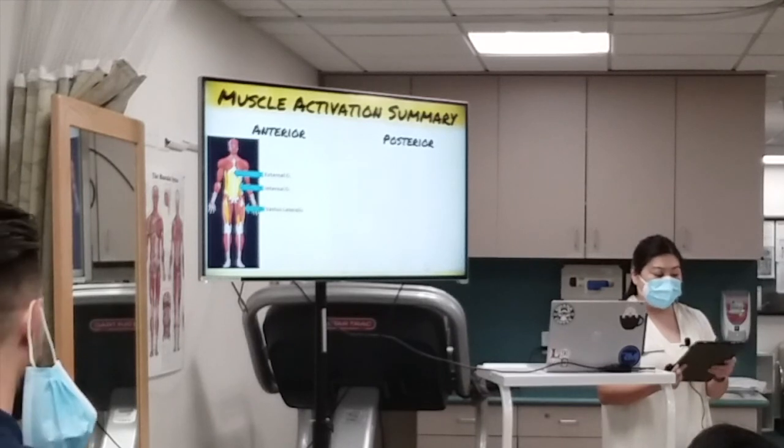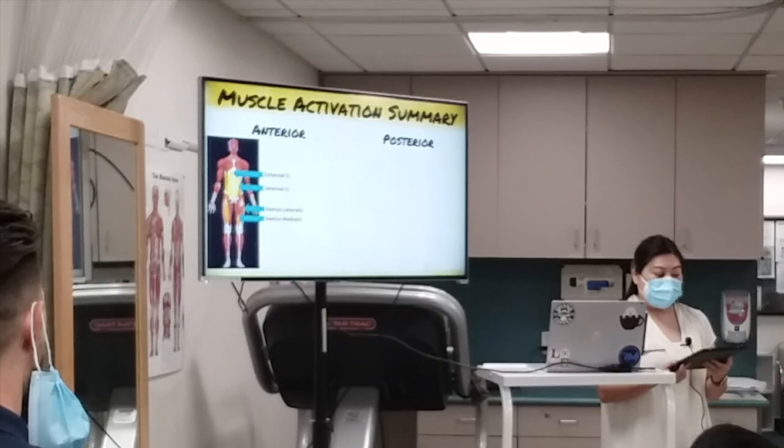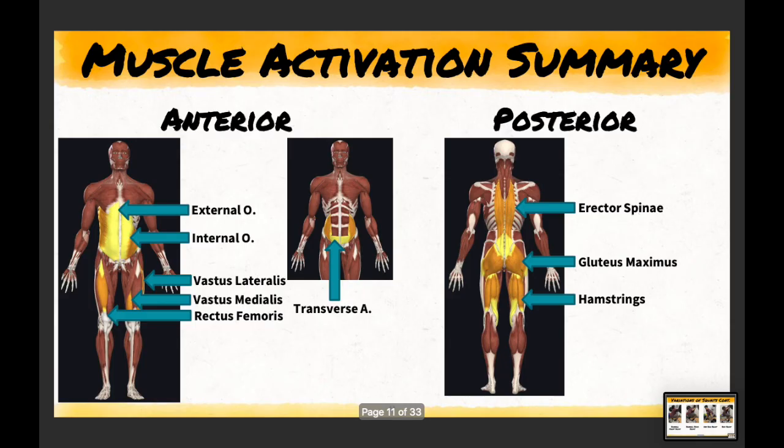For the vastus lateralis, the greatest activation is with a full front squat. For the vastus medialis, the greatest activation was with a parallel front squat. The rectus femoris was the greatest activation with a full front squat. And same thing as the external and internal oblique, the transverse abdominis did activate during a squat, but there was no research to state whether or not there was a specific variation with the greatest amount of activation.